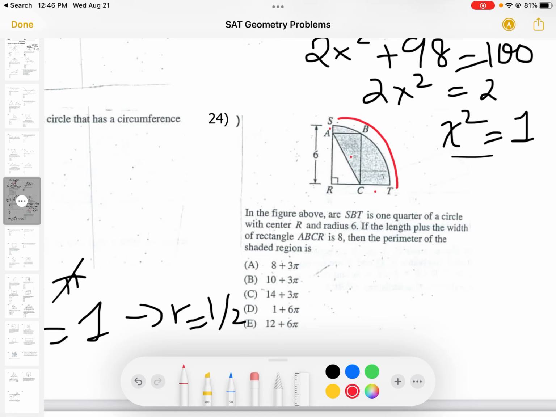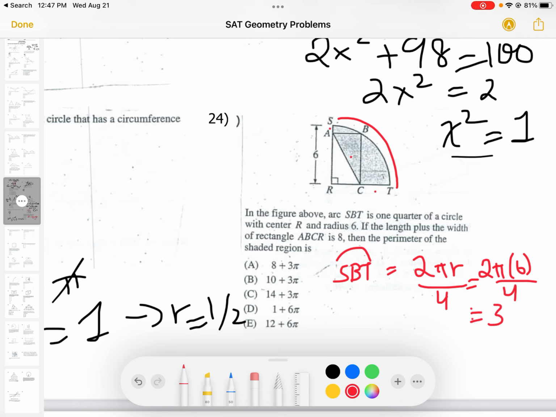So the length of arc SBT equals a quarter of the circumference of the entire circle, right? Because this is a quarter circle. So it's just 2 pi r divided by 4. We know r is 6, so it's just 2 pi times 6 divided by 4. That's just 3 pi, right? So we know that the length of arc SBT is just 3 pi.